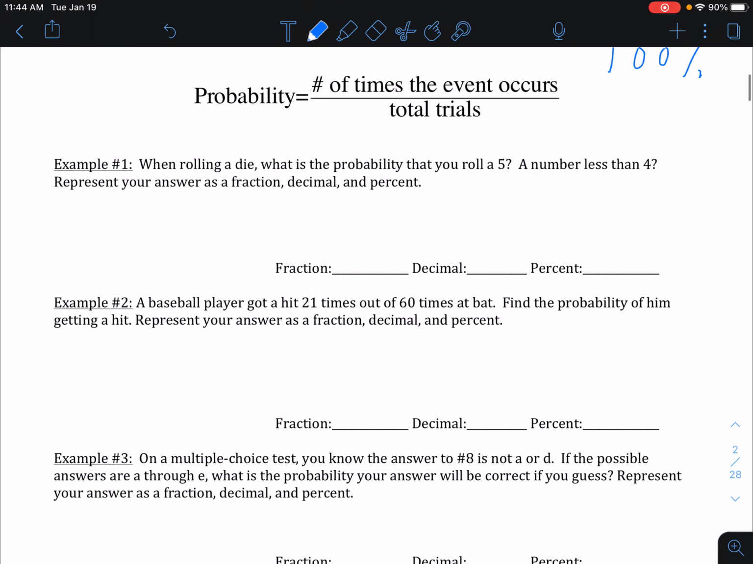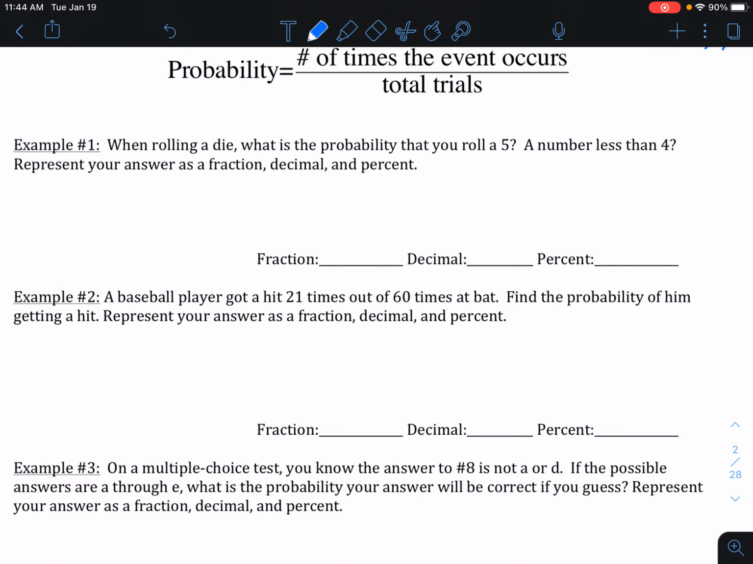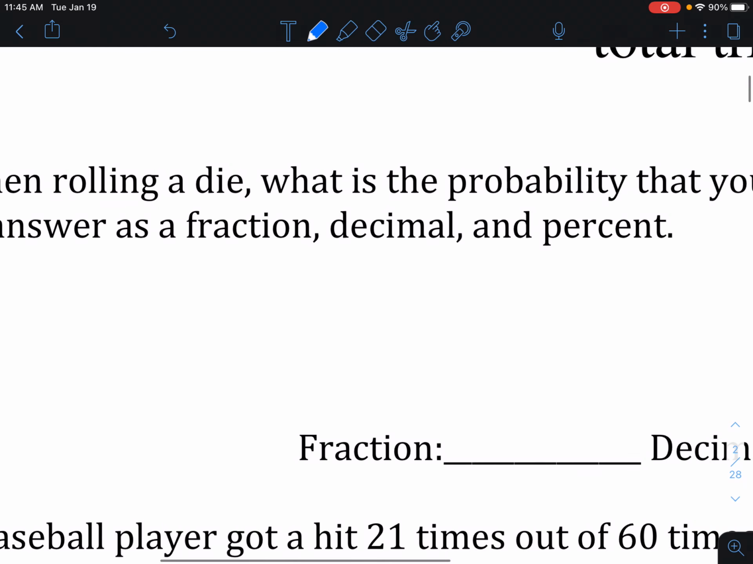Okay, so probability, how we determine it, is the number of times the event occurs divided by the number of trials. So, example 1 here. When rolling a die, by the way, that's a 6-sided die, also known as dice for plural. So when we mention die or dice in this unit, they have 6 sides. It's your normal die that you'd play Monopoly or Yahtzee with. Okay, so let's just mark that down.